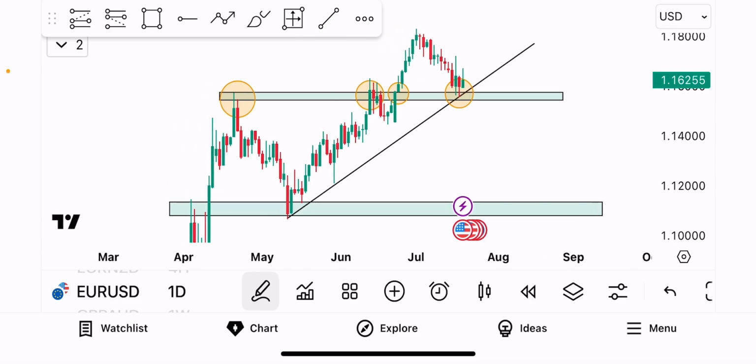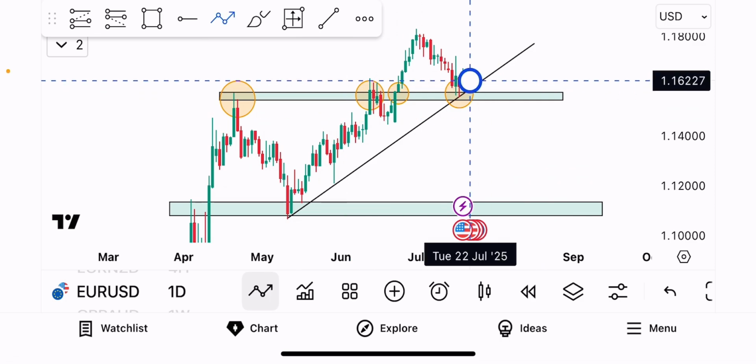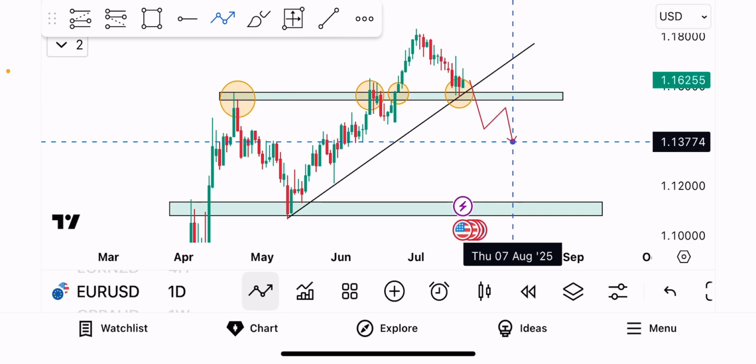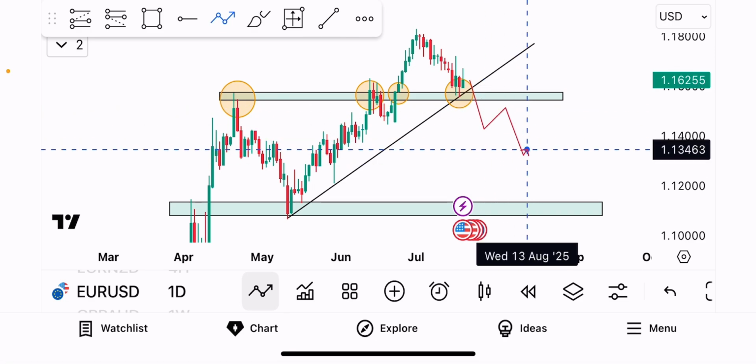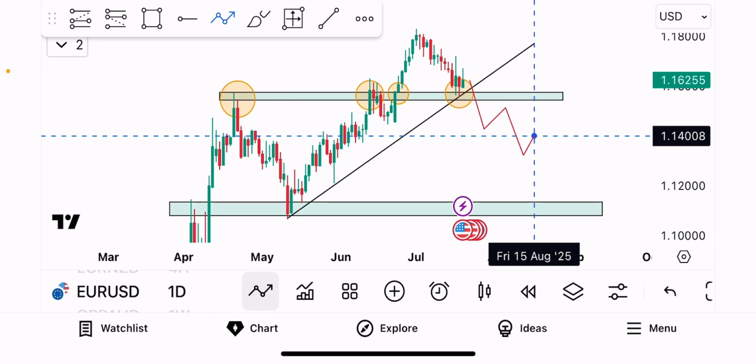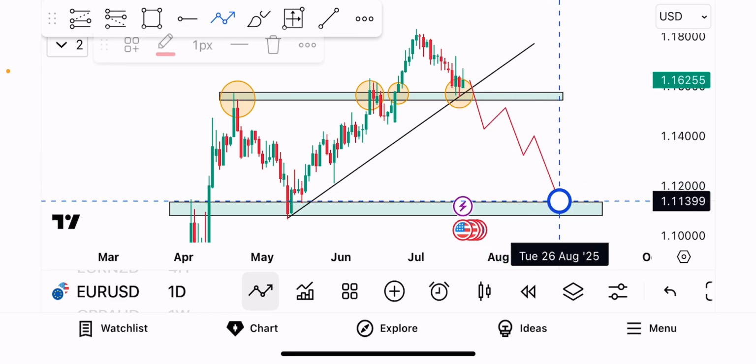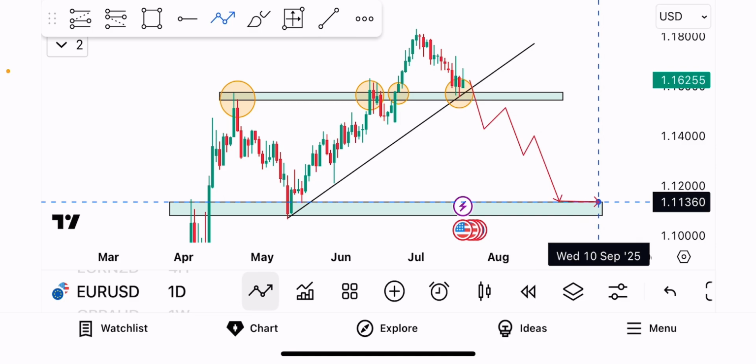So that price zone needs to be broken, and the moment it gets broken, we will see more bearish price action. We will see more of sellers dominating the market, since the weekly and monthly are all looking bearish. So that's the analysis in EURUSD.